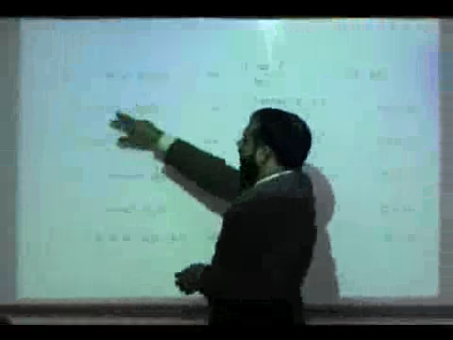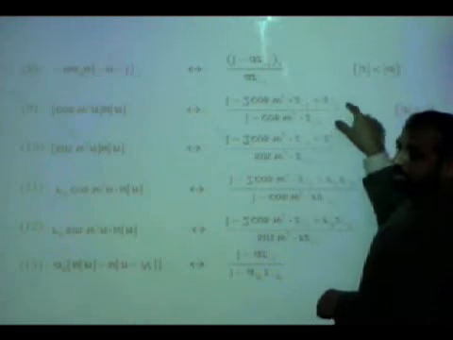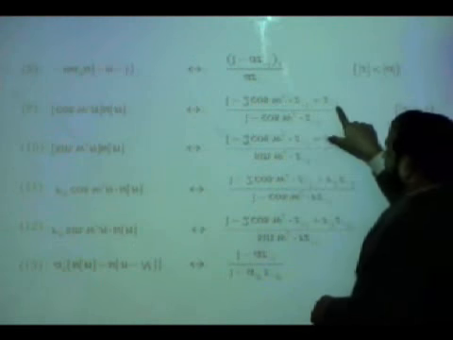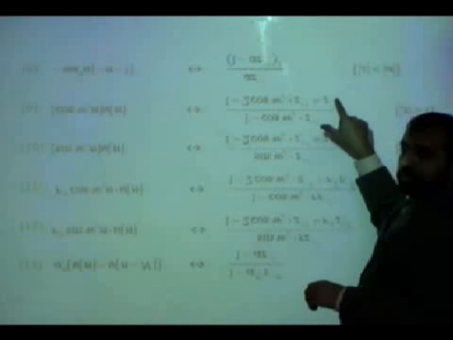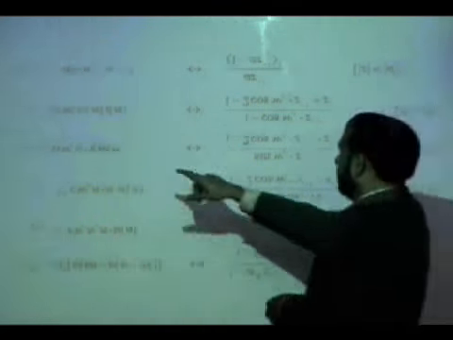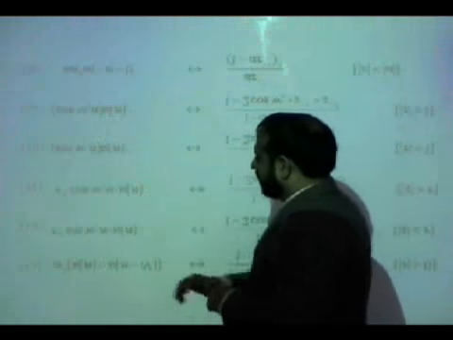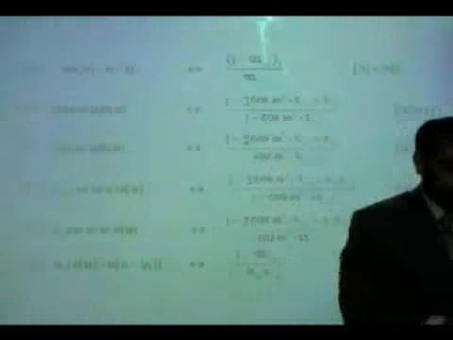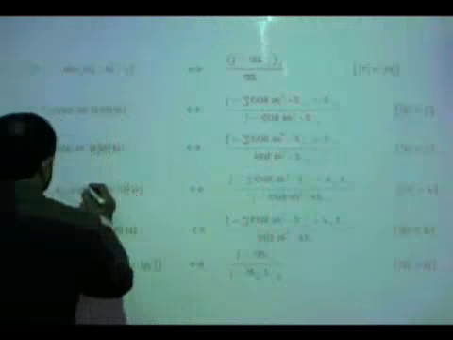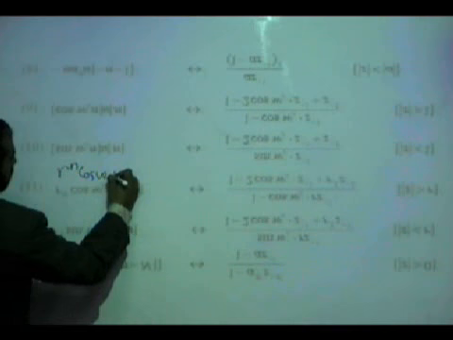Cosine of omega naught n u of n is, in the denominator, 1 minus 2 cosine omega naught Z inverse plus Z to the minus 2. Okay, so this is important. If you are finding a second degree polynomial in the denominator, it means that there is a cosine with an exponential. Usually this is of interest to us, r to the n cosine of omega naught n, because this is interesting. Let me write it down here. r to the n cosine of omega naught n u of n.